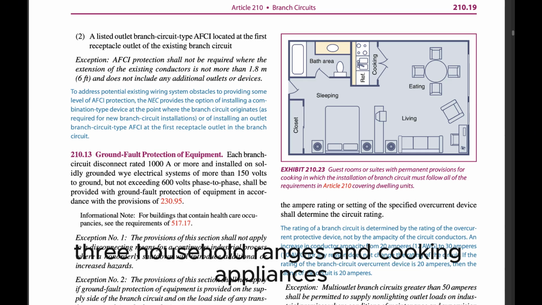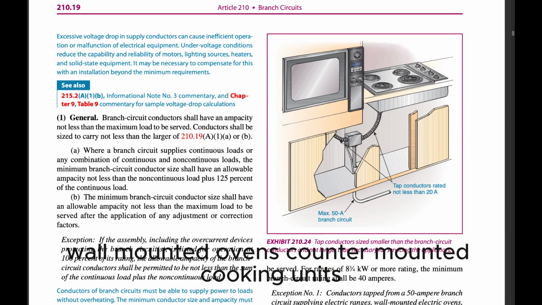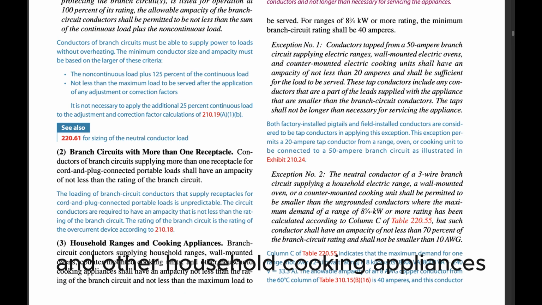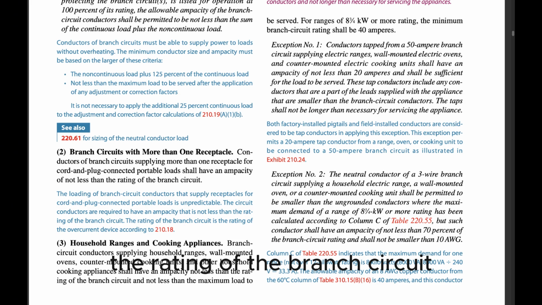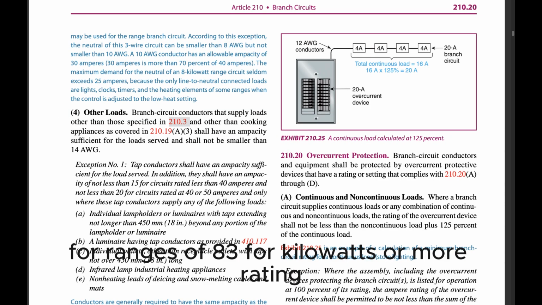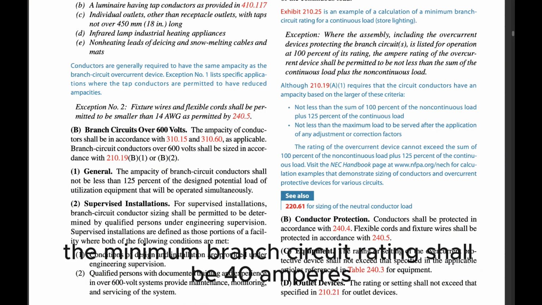(3) Household ranges and cooking appliances. Branch circuit conductors supplying household ranges, wall-mounted ovens, counter-mounted cooking units, and other household cooking appliances shall have an ampacity not less than the rating of the branch circuit, and not less than the maximum load to be served, for ranges of 8¾ kW or more. Rating: the minimum branch circuit rating shall be 40 amperes.